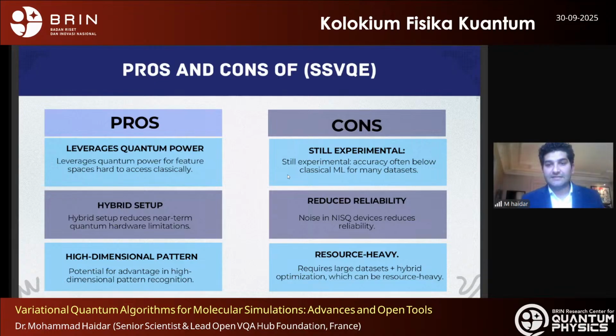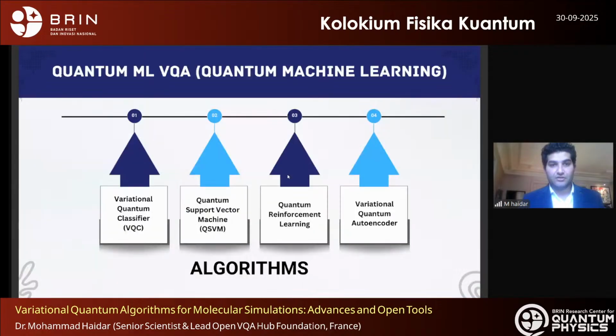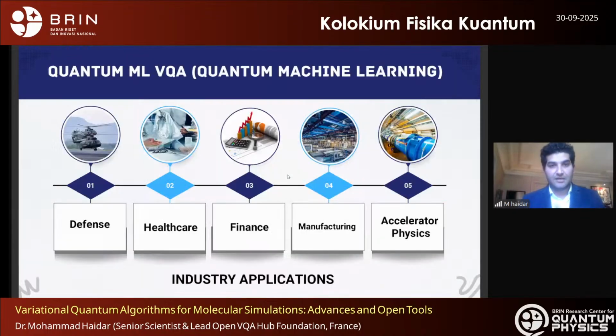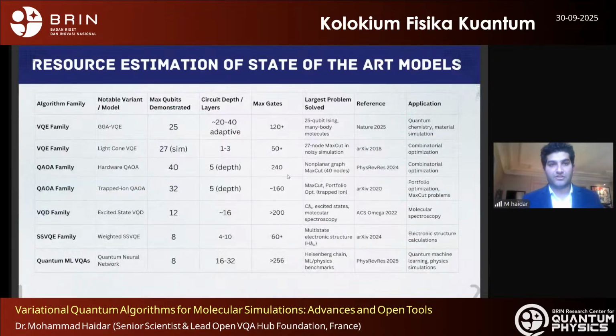And of course, it's heavy because it's a hybrid, so you have to optimize and you require large data sets. That's why heavy resources are needed. There are many types, and here there are the support vector machine, which a lot of you have seen, quantum reinforcement learning, and the variational quantum autoencoder. I would advise everyone, once I share the PowerPoint, to have a look at how they are done. I share the references as well. They are very interesting for pharmaceuticals and medicine, to know whether a medicine is toxic or not, and also for defense, manufacturing, and accelerators. So it's very important for quantum machine learning.